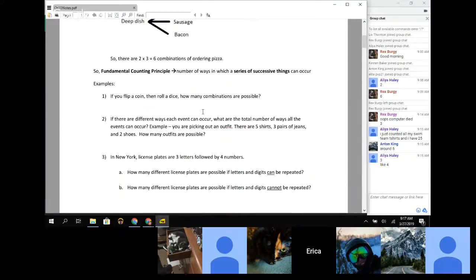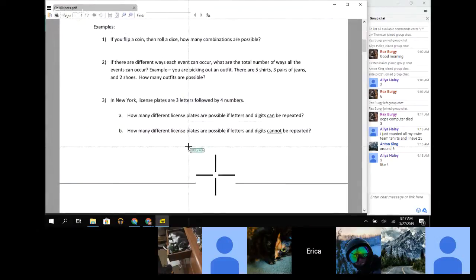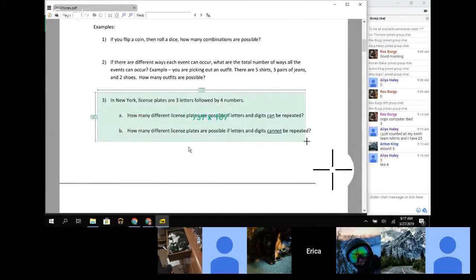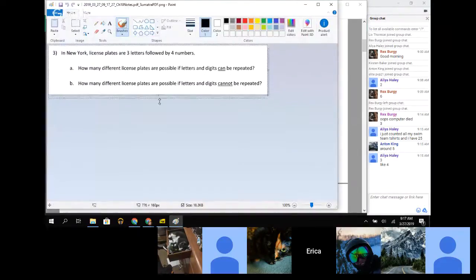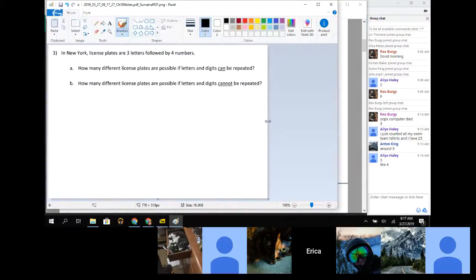Let's do another example and talk about license plates. Okay. So in New York, the license plate is on your car, right? A license plate is usually a combination of letters and numbers. In New York, license plates are all 3 letters followed by 4 numbers. They get issued by the state of New York, and you have to put it on your car, and that identifies your car.